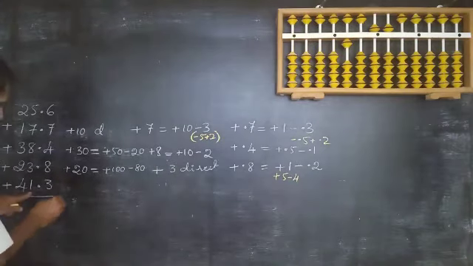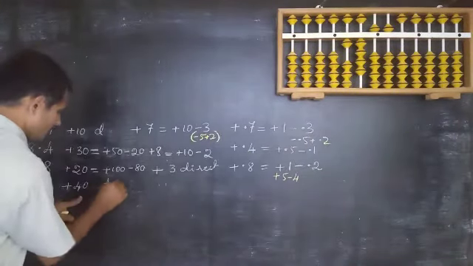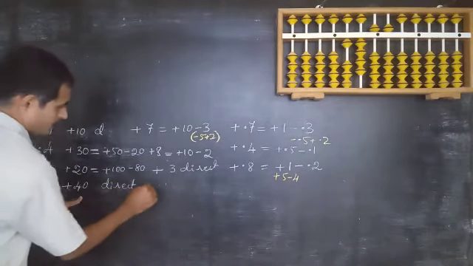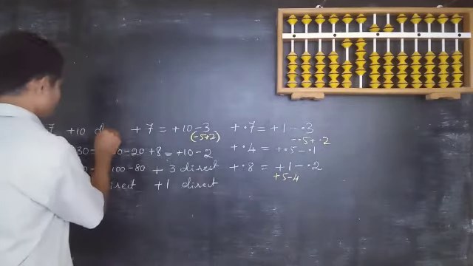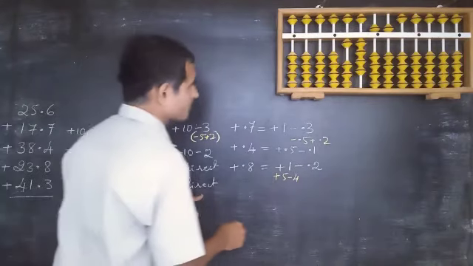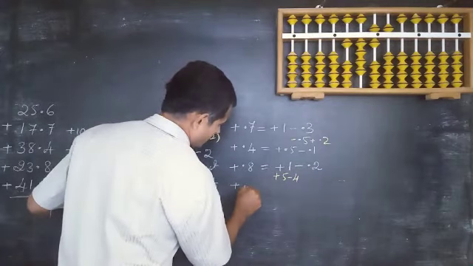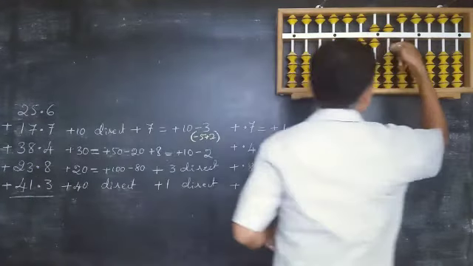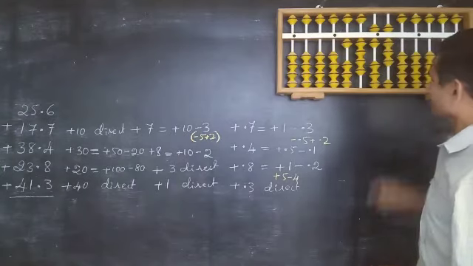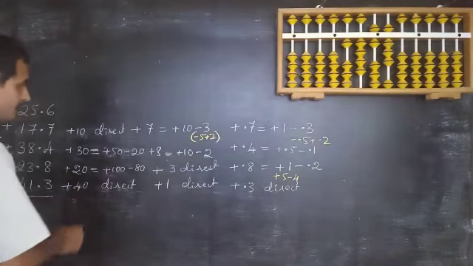Plus 41.3, plus 40 direct, plus 1 direct, plus 0.3 direct. Answer: 146.3.